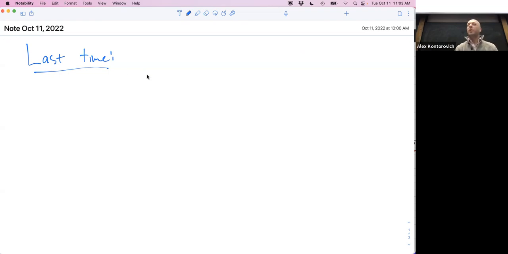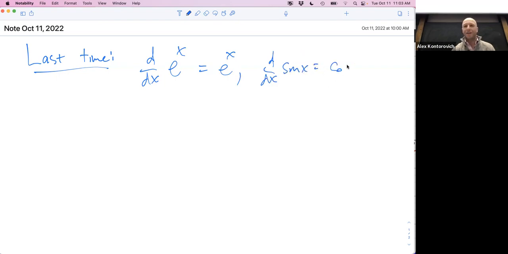Last time, what did we do? We're doing differentiation of different kinds of things. We learned how to differentiate e to the x. E to the x is e to the x. The derivative of sine is cosine, the derivative of cosine is negative sine.